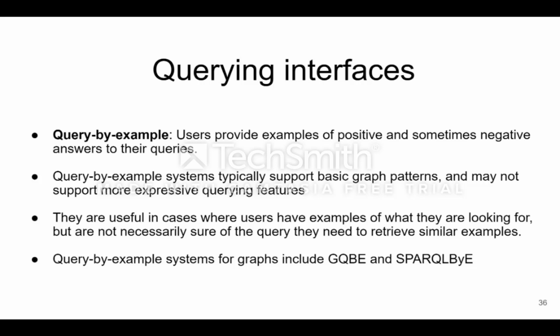Query by example systems typically support basic graph patterns and may not support more expressive query features. They are useful in cases where users have examples of what they are looking for, but are not necessarily sure of the query they need to retrieve similar examples. Here are some examples of query by example systems.